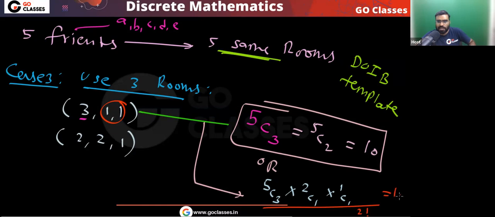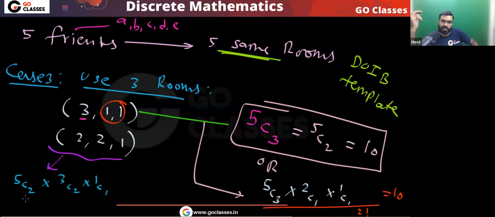Again, you will get the same answer. And what about this one? What about the answer for this? This will be 5C2 multiplied by 3C2 multiplied by 1C1 divided by 2 factorial. Is this point clear? These many ways.